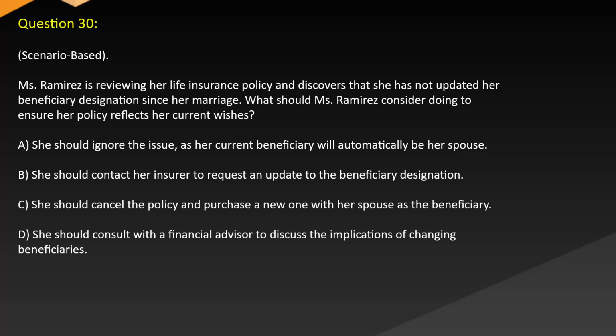Ramirez is reviewing her life insurance policy and discovers that she has not updated her beneficiary designation since her marriage. What should Ms. Ramirez consider doing to ensure her policy reflects her current wishes? A. She should ignore the issue, as her current beneficiary will automatically be her spouse. B. She should contact her insurer to request an update to the beneficiary designation. C. She should cancel the policy and purchase a new one with her spouse as the beneficiary. D. She should consult with a financial advisor to discuss the implications of changing beneficiaries.